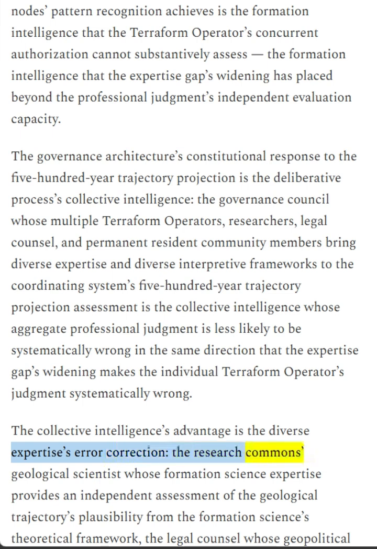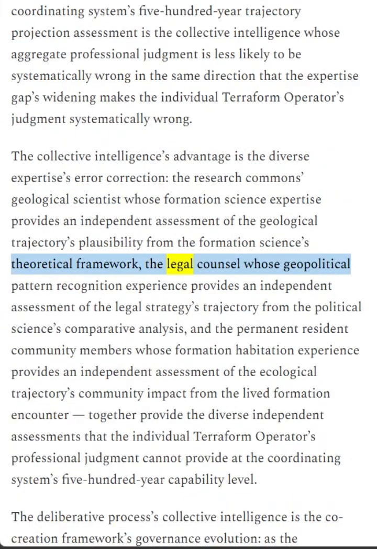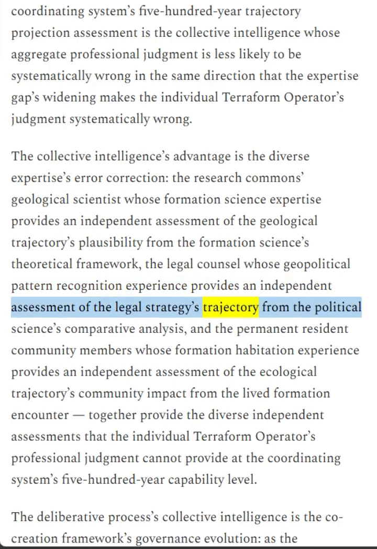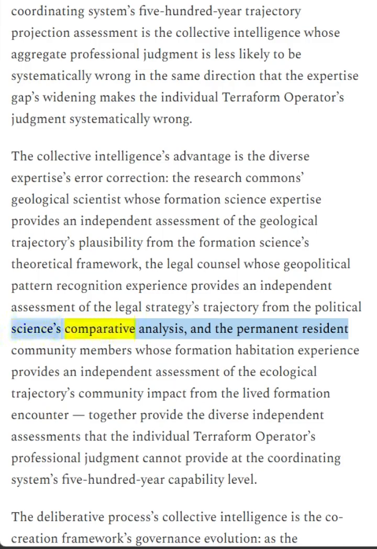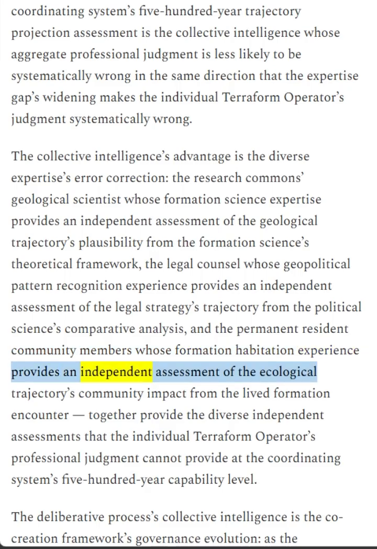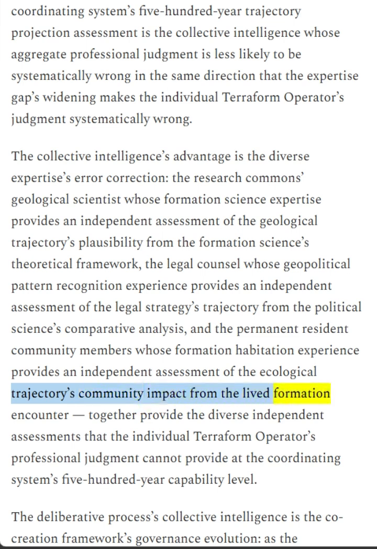The Research Commons geological scientist whose formation science expertise provides an independent assessment of the geological trajectory's plausibility from the formation science's theoretical framework. The legal counsel whose geopolitical pattern recognition experience provides an independent assessment of the legal strategy's trajectory from the political science's comparative analysis, and the permanent resident community members whose formation habitation experience provides an independent assessment of the ecological trajectory's community impact from the lived formation encounter.